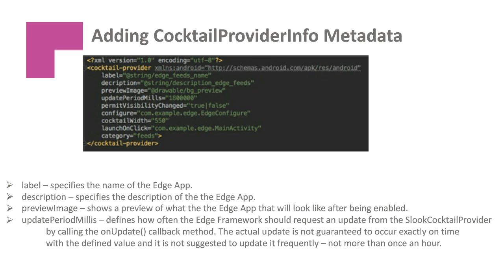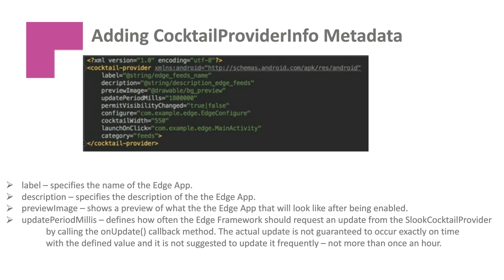Third is the cocktail width. It can be maximum up to 550. It's a variable width, and it defines the width of your Edge application. Then launch on click, it's the activity that is launched on click of the name of your application that shows on the other side of the panel.